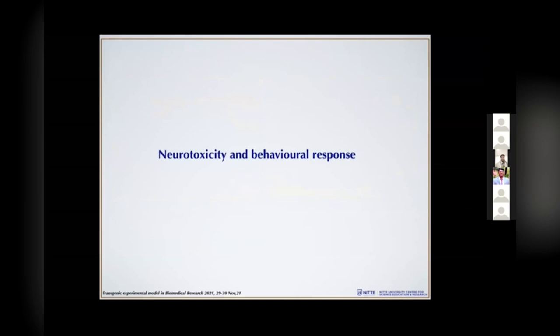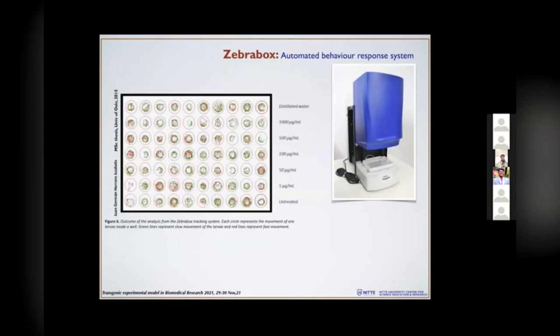So neurotoxicity and behavioral response, we do it at day three. Some of the ways that one can do is shown here. So there is something called zebra box. It's basically an automated system which tracks the movement of the fish or the larvae inside a chamber. And you can put them in a microtiter plate, and you can put different organs in different concentrations. You can track the movement.